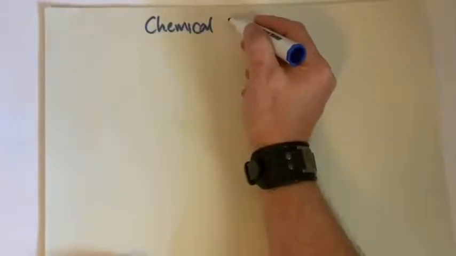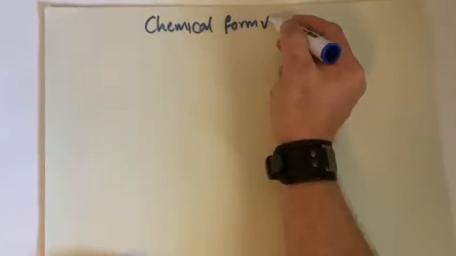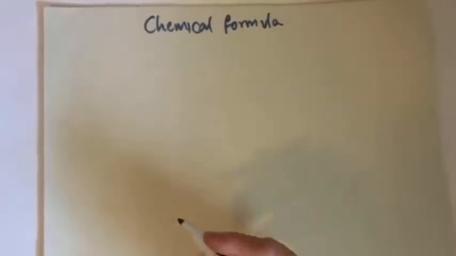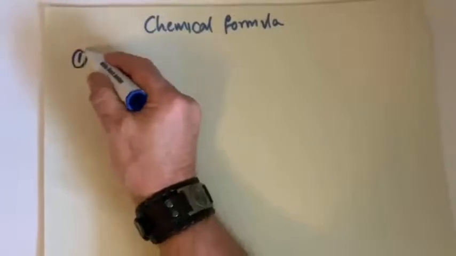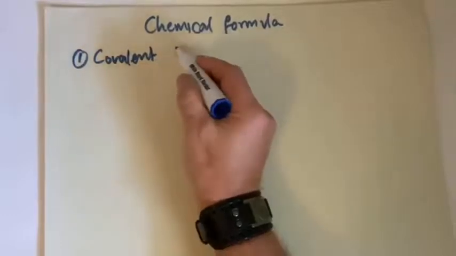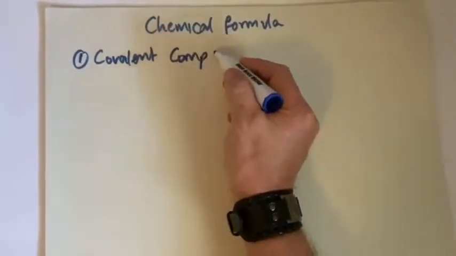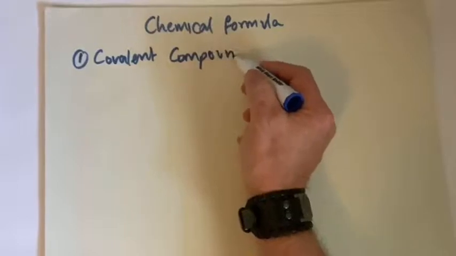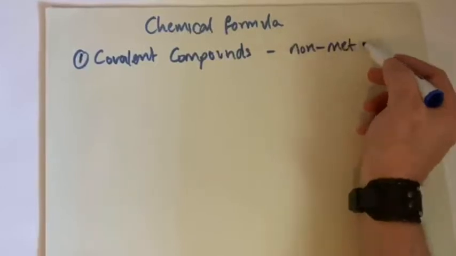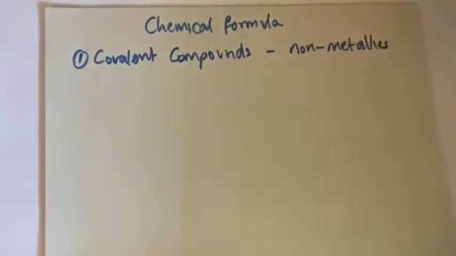There are three ways of doing it. First way, what we're looking at here is how you do it for covalent compounds, i.e. non-metallics. You do this by adding a prefix to inform you of how many of the particular type of atom is present.